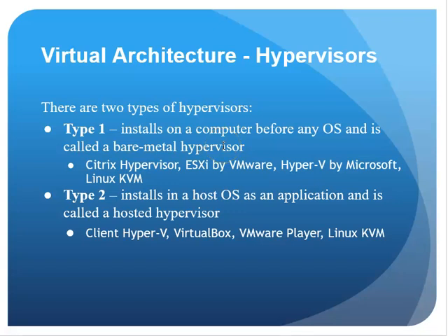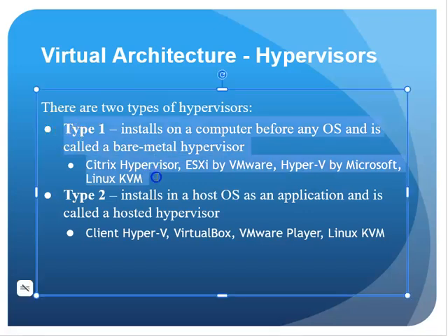The type 1 is the kind of thing that would typically be on a server. I might actually have my server and, before anything else, I literally load on something like ESXi by VMware or Hyper-V from Microsoft. That gets loaded on, and then that is the OS on the server, and I load my virtual machines on top of that. This has the advantage of less overhead. Windows 10 or Windows 11 has a lot of overhead. This has minimal overhead in comparison. So my server can do more server functions instead of dealing with host functions.